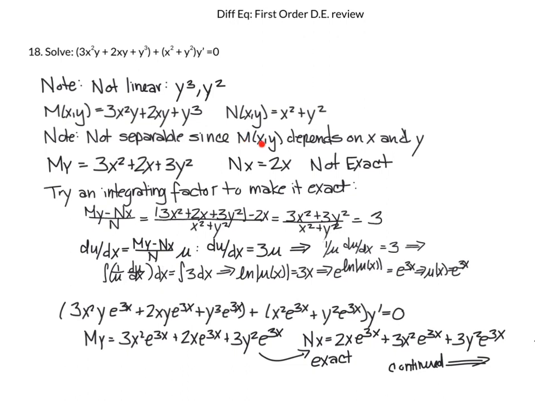Again, they're not separable because M(x,y) depends on x and y, and N(x,y) depends on x and y. I take the derivative of M with respect to y. It is not equal to the derivative of N with respect to x, so it is not exact. So I tried an integrating factor to make it exact. I used my formula, and I found my integrating factor is e to the 3x, so I multiplied my entire equation by e to the 3x. I looked again at my new equation. I can find that it is exact. Continued on the next slide.